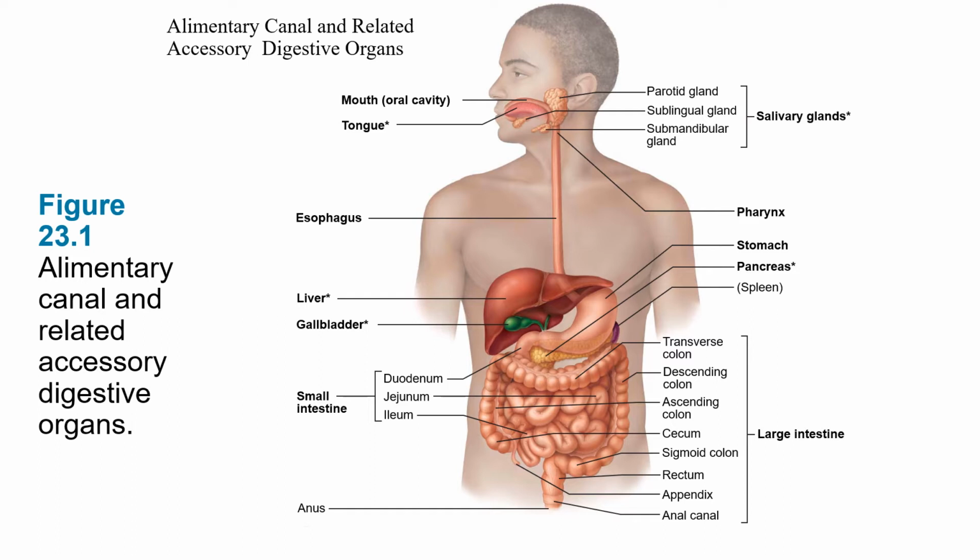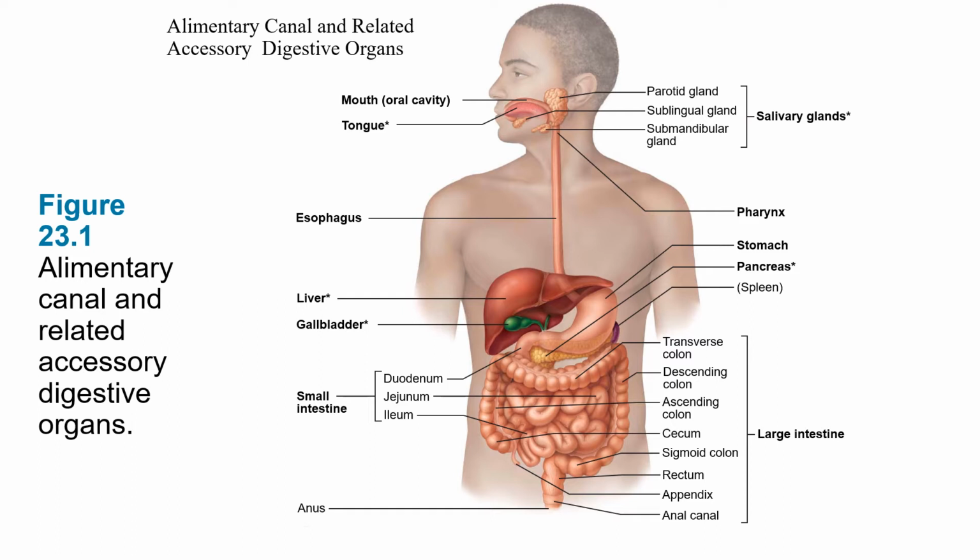This is called the cardiac sphincter. Sometimes it's called the gastric esophageal sphincter. Sometimes it's called the lower esophageal sphincter. I prefer cardiac because that tells me it's at the top of the stomach.